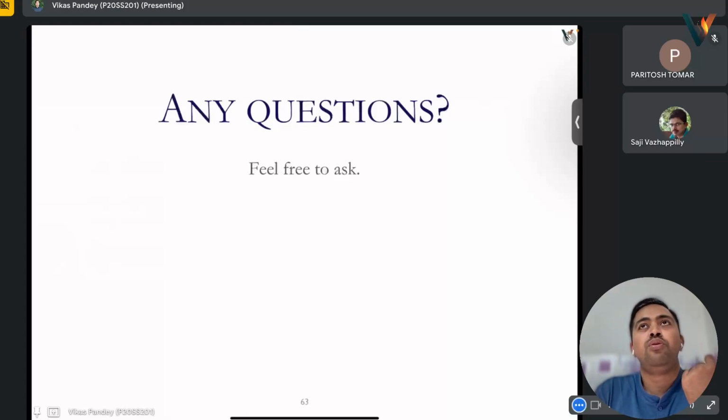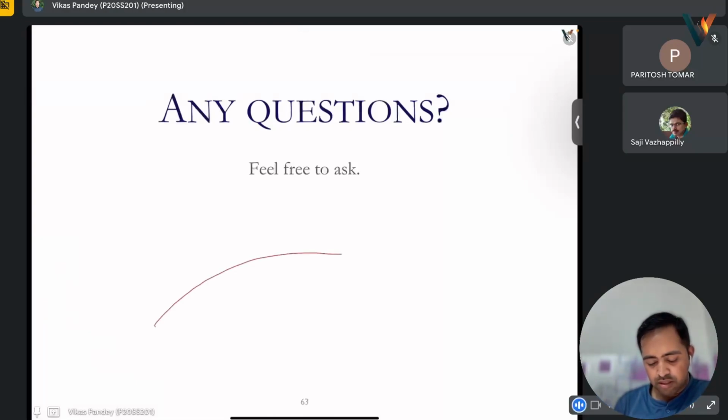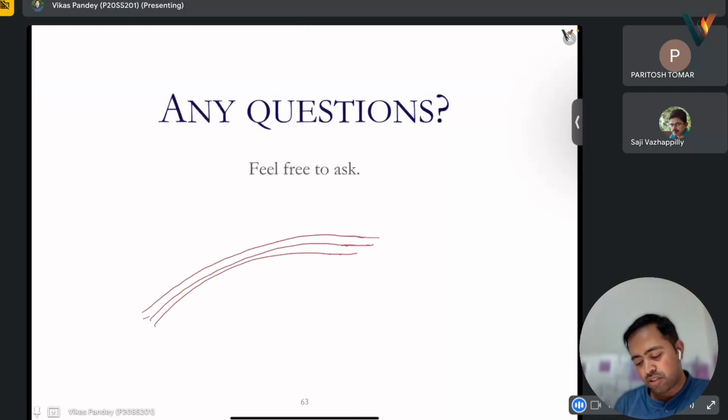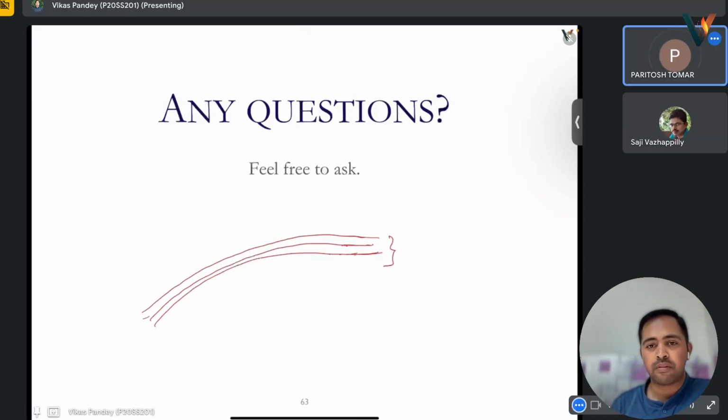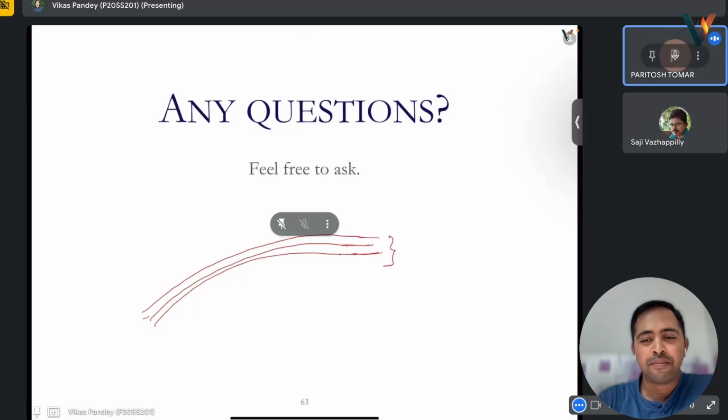Fine. So what are the coverings? There were coverings of the brain. Anyone remembers what they were? Brain coverings. Yes, Paritosh, there were three coverings which protect the brain. What was it? I just remember there are three layers. The names I don't remember.